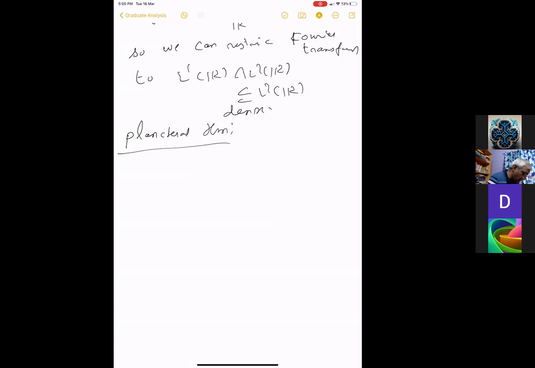Maybe I will define script F of f equal to f hat. Then script F extends to a unitary. This is for f in L1 of R intersection L2 of R. Then script F extends. This is only defined on a dense subspace.